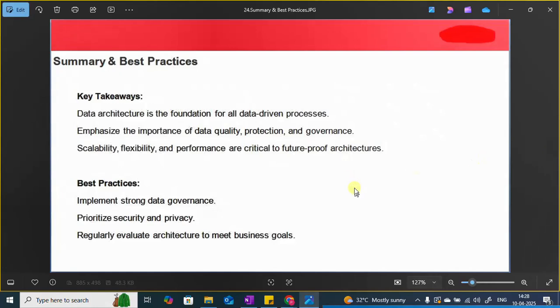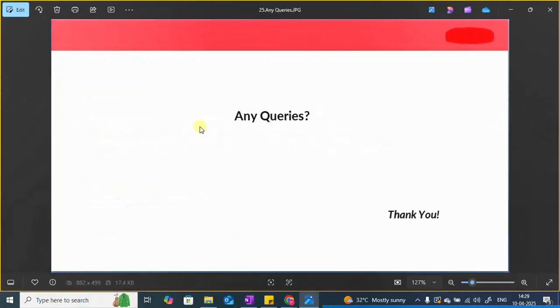Okay, so summary and best practices. What is the key takeaway we learn from here? Data architecture is the foundation for all data-driven processes. Emphasize the importance of data quality, protection, and governance. Scalability, flexibility, and performance are critical to future-proof architecture, because scalability, maybe horizontal or vertical scalability, flexibility, and performance are all important for us. Now, best practices: implement strong data governance, prioritize security and privacy, and regularly evaluate architecture to meet business goals. Okay, these are the key takeaways that we have.